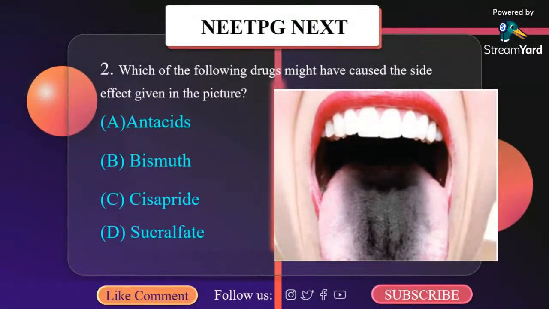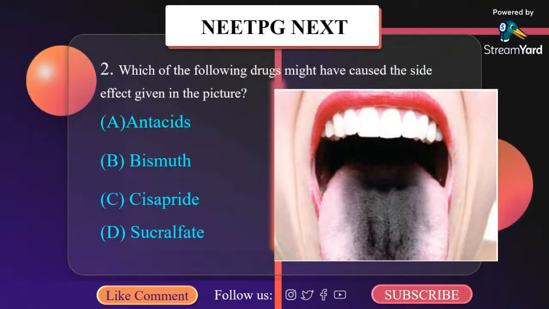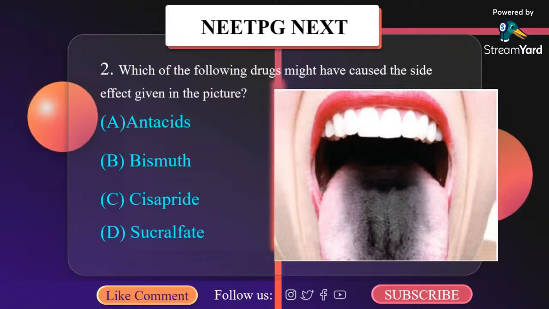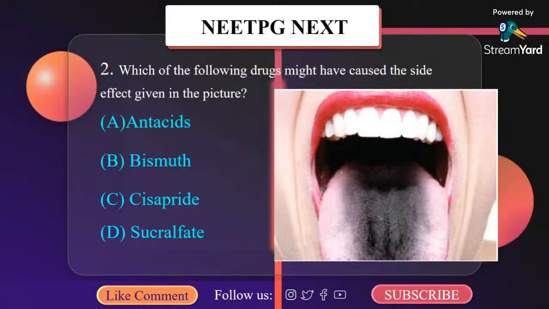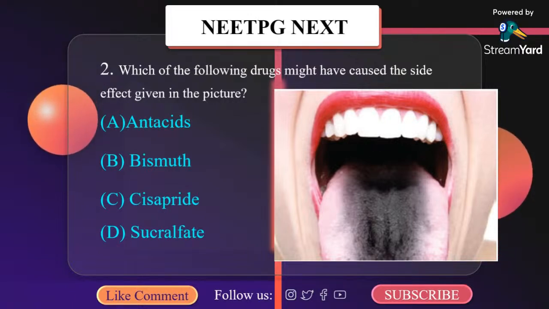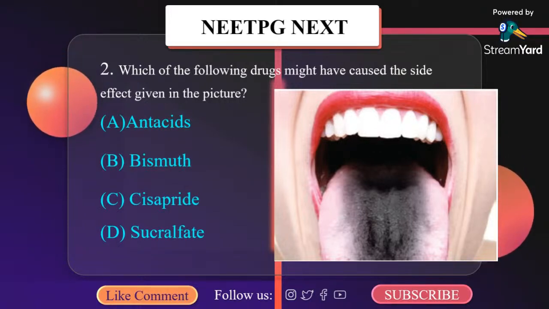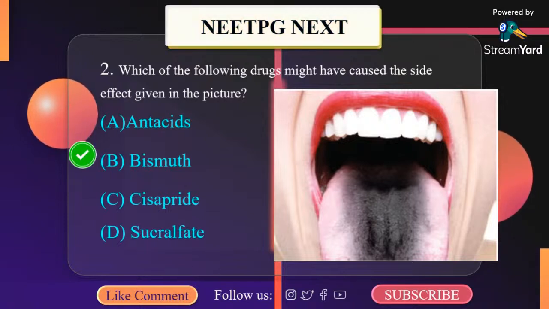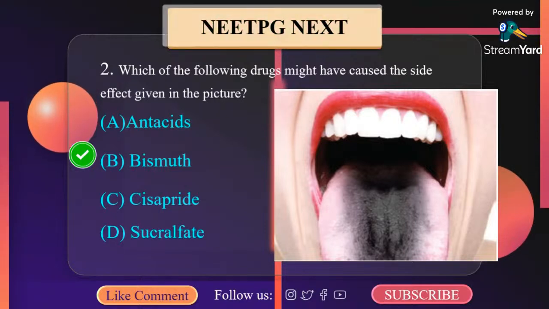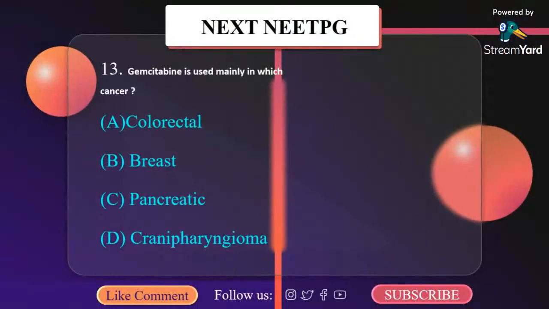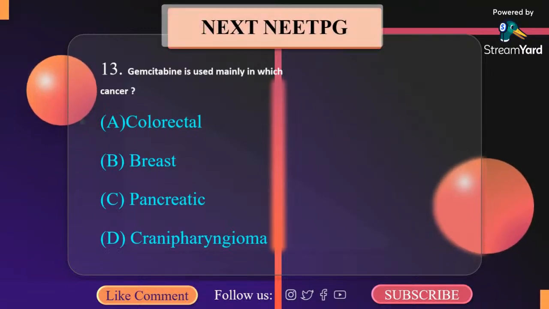Which of the following drugs might cause the side effect given in the picture? A, antacids. B, bismuth. C, cisapride. D, sucralfate. This blackish discoloration can be caused by bismuth. Bismuth causes blackish discoloration of stool as well as the tongue. So the correct option here is B, bismuth. Gemcitabine is mainly used for pancreatic cancer.